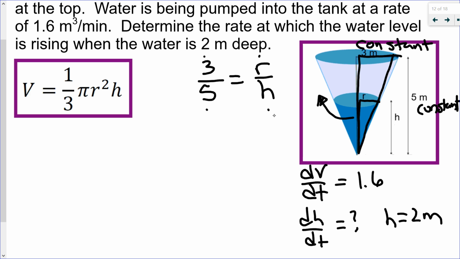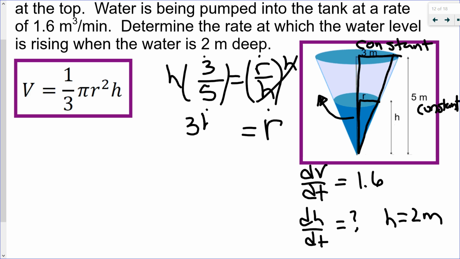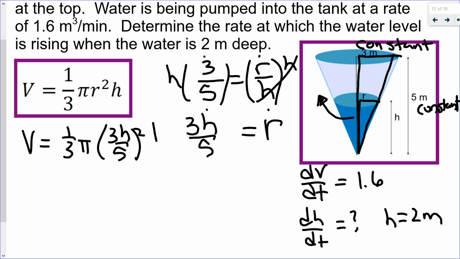So since I want to write radius in terms of height, I am going to just multiply both sides of this equation by height. So that's gone. So now I get radius is equal to 3 times h divided by 5. So in my volume formula, I'm going to use this new radius, so it will look like this. So volume equals 1/3 pi times r squared. r is now (3h/5) squared, times h.